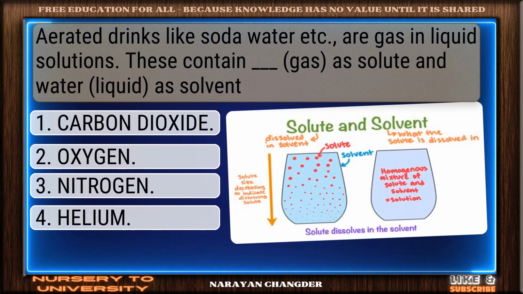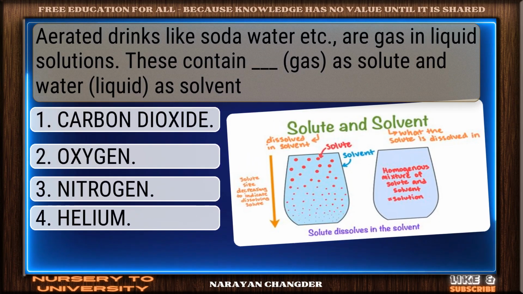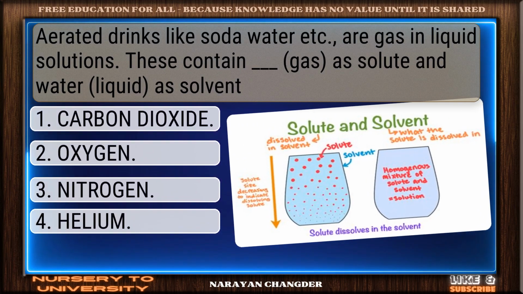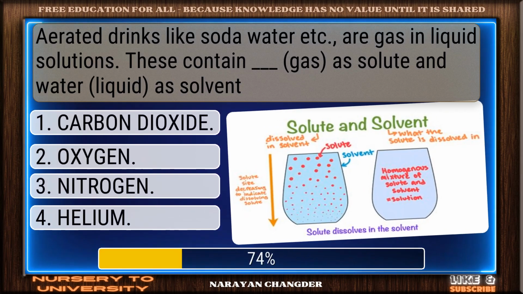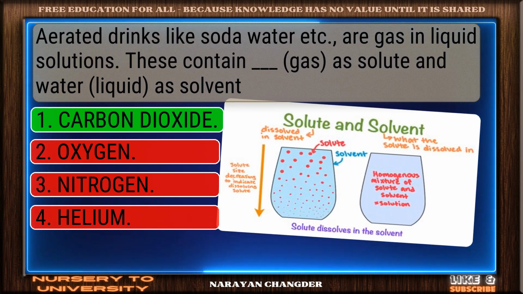Question number 18. Aerated drinks like soda water, etc. are gas in liquid solutions. These contain dash as solute and water as solvent. Good thinking. Carbon dioxide is the right answer.